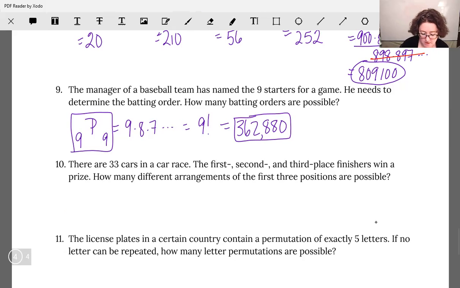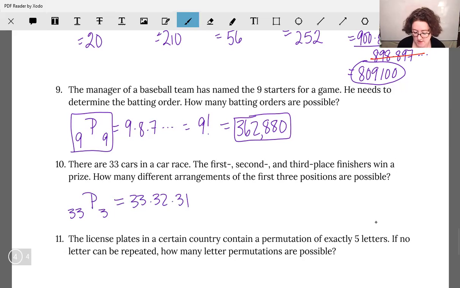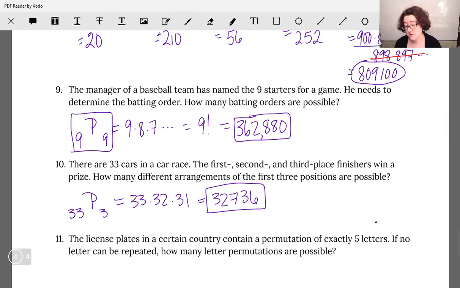So 33 cars to choose from. First, second, and third place, so the first 3 positions only. So 33 pick 3. Again, plug that in the calculator, or this is 33 times 32 times 31, because only 3 places to choose. Either way, you should get 32,736 possible combinations, picks of order for those first, second, and third place.